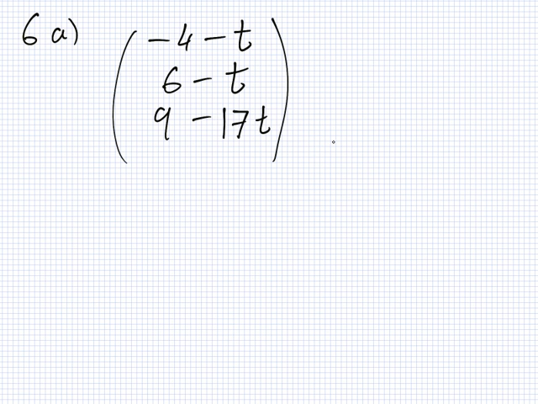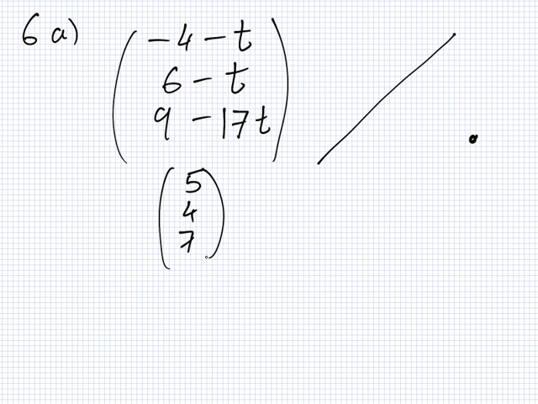4 minus T. Minus 4 minus T, 6 minus T, 9 minus 17T. Right, now this is the line here. And then I probably give you a point: 5, 4, and 7.